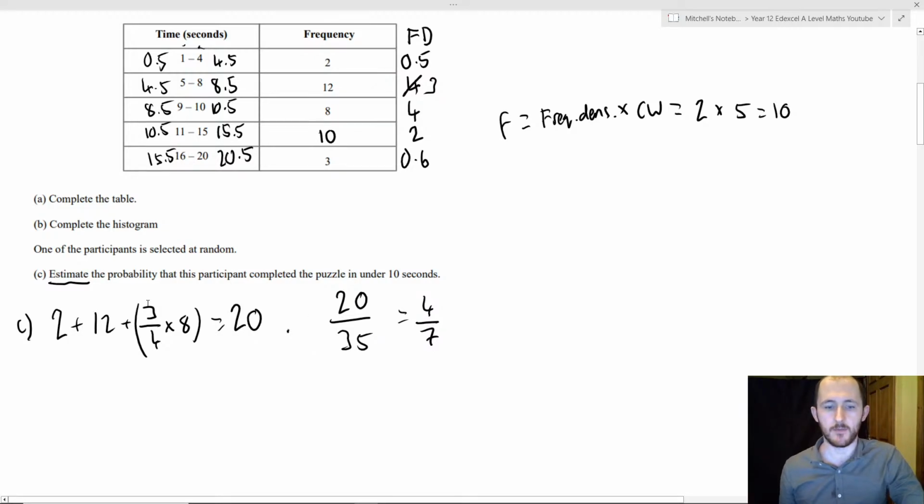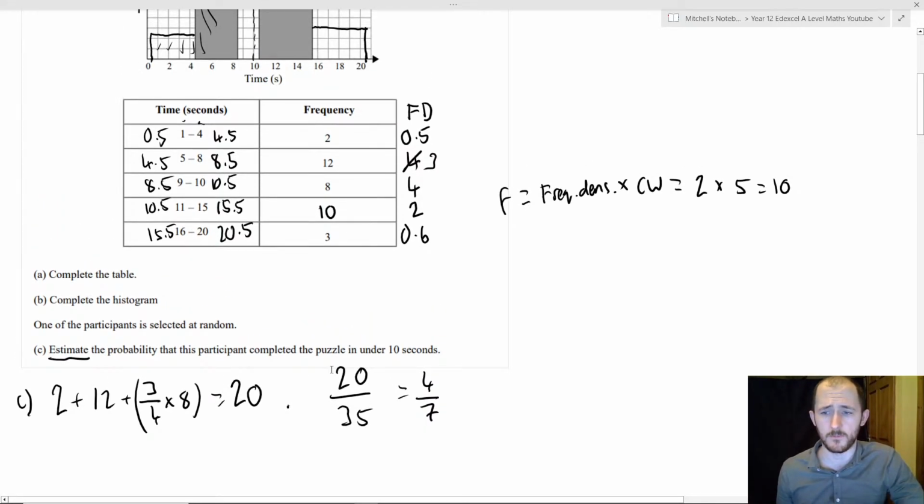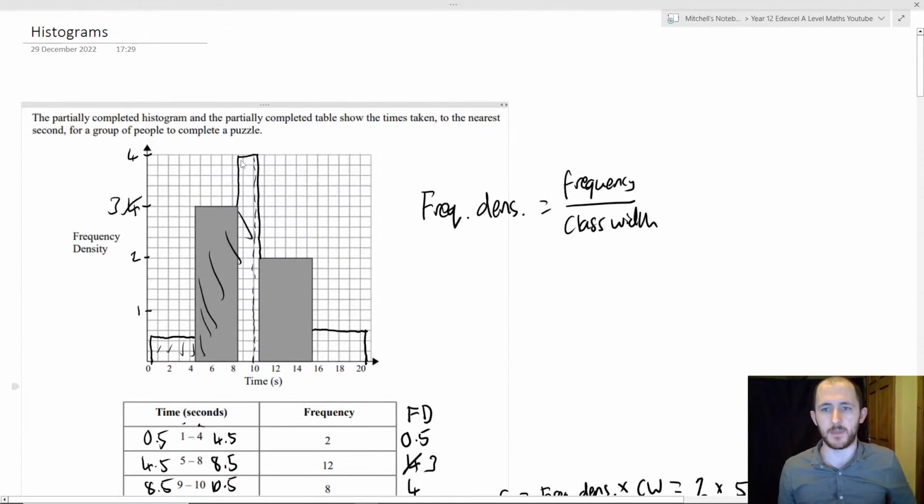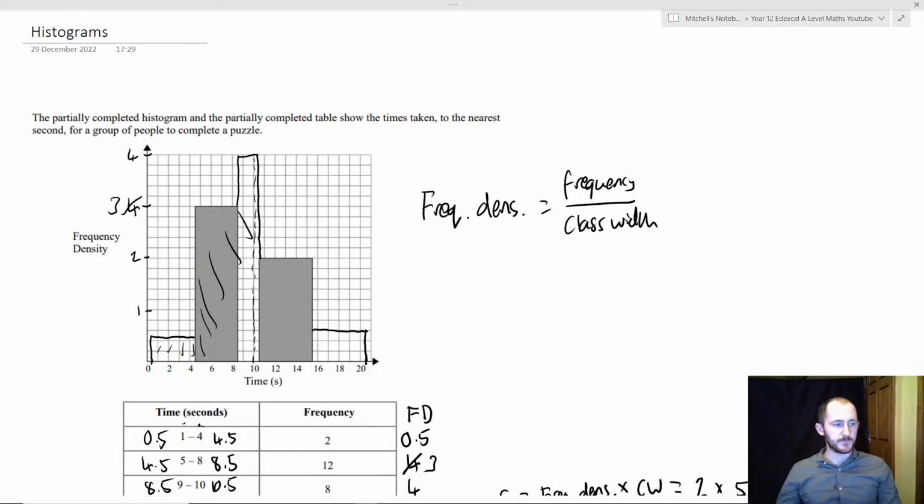And that's it. So again, remember when you're estimating probability, you're looking for the number that you want over the total. And again, in this case, the number that we want is actually part way through the bar. So we have to take that into consideration.